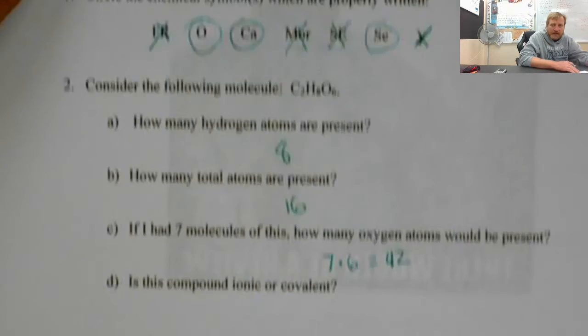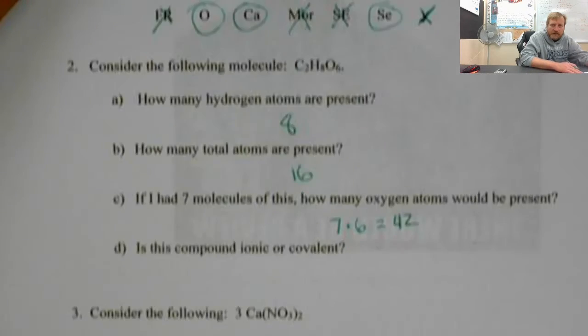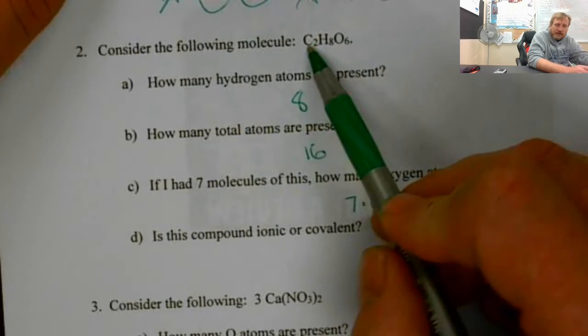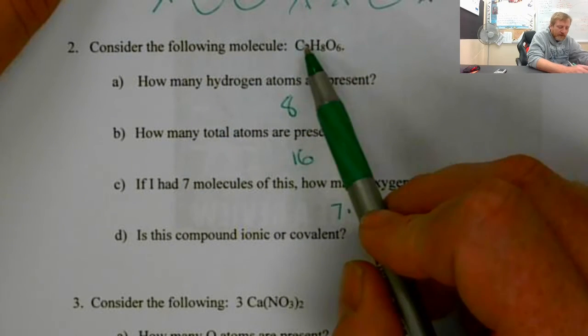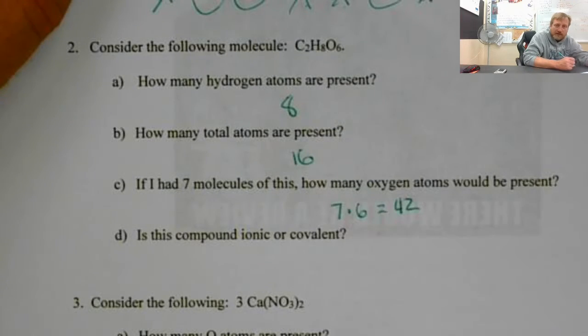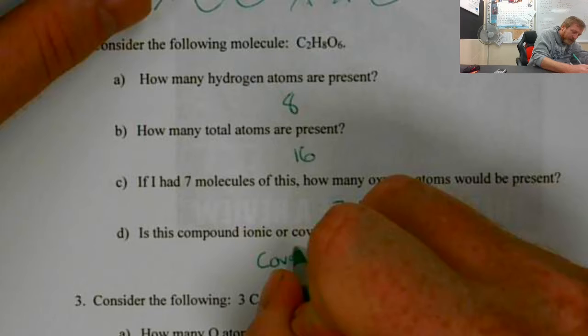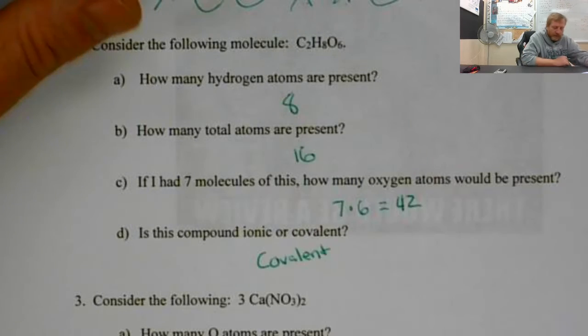This compound is covalent, because there are no metals present. If I look these up on my periodic table, carbon is a nonmetal, and hydrogen and oxygen are also nonmetals. Since there is no metal present, this must be a covalent compound.